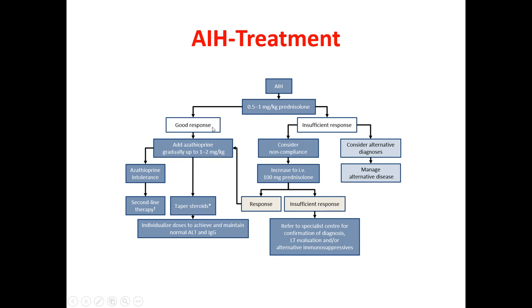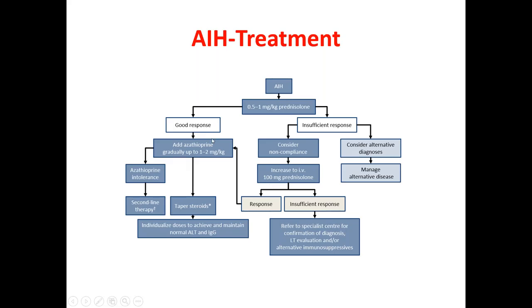The response is assessed by looking at liver enzymes, AST, ALT, and bilirubin. And if these are coming down, we add a thiopurine, gradually increase the dose of the thiopurine, and start tapering the steroids. In people in whom the response doesn't occur, the most important factor is non-compliance. If the person is compliant, one can give IV steroids or use other therapies. So by and large, the management of autoimmune hepatitis is steroids along with other therapy in the long term.